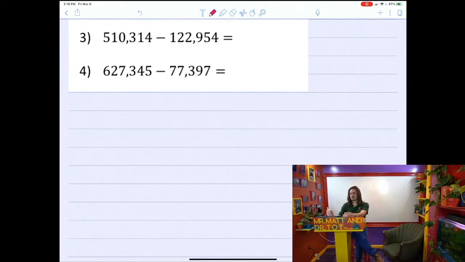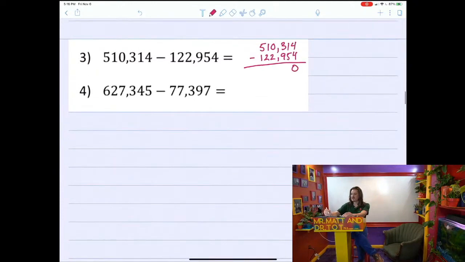Okay, so number 3 says 510,314 minus 122,954. So first let's orient this vertically. So 510,314 minus 122,954. So the ones digits, we're going to have 4 minus 4, that's going to give us 0.